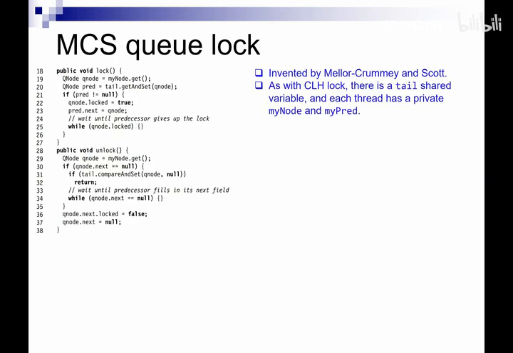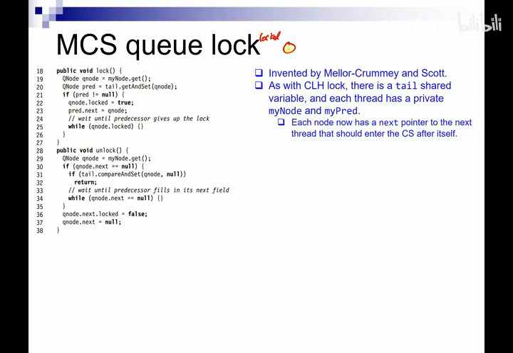So the final algorithm we're going to look at is the MCS lock. This is a famous lock by Mellor-Crummey and Scott. This algorithm is going to remove the problem that the CLH lock had, which was remote spinning. Instead, it's still going to be a queue lock. I'll draw over here. We're still going to have this locked parameter.